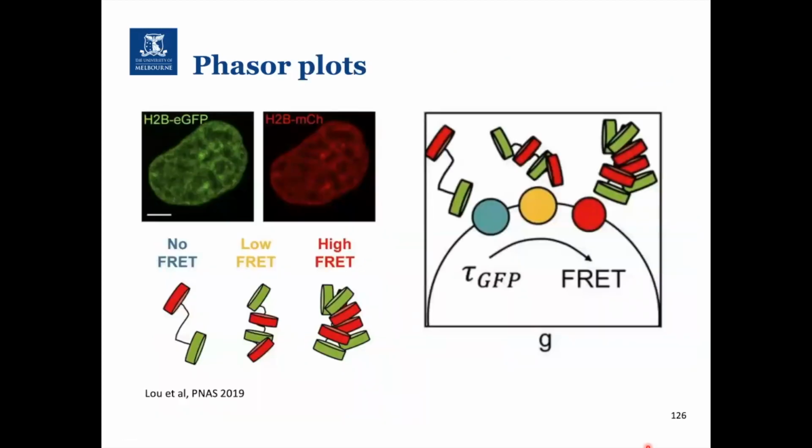In terms of analysis of FLIM data, one of the ways that people do this is using something called a phasor plot. Essentially you can look at the lifetime of the fluorophore on this universal circle. In this case, you don't have any FRET, so the lifetime is much longer, whereas as you increase your FRET, then the FRET signal increases. So this is again a biosensor which is used looking at histone binding, again from the group at the University of Melbourne.